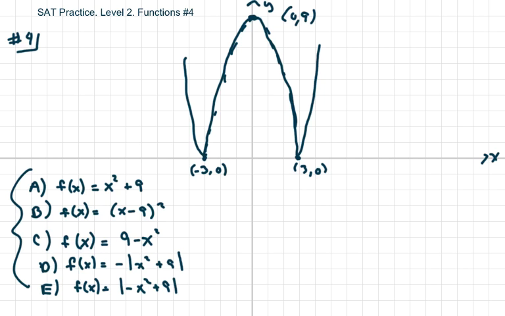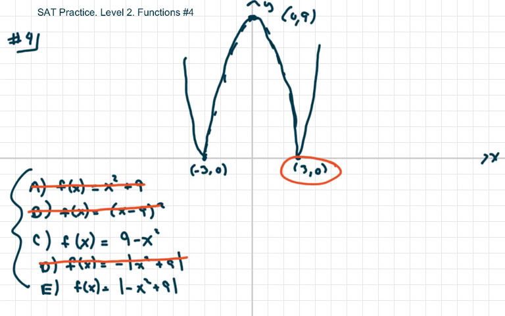So what I'm going to do is I'm just going to plug it in. I'm going to test 3, 0. And when I plug in 3, does it give me 0? And clearly, it doesn't work in choices. We find the point is not on the graph for A. It doesn't work for B. And it doesn't work for D.